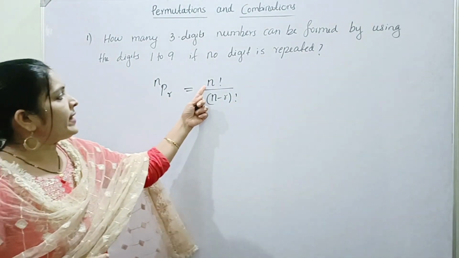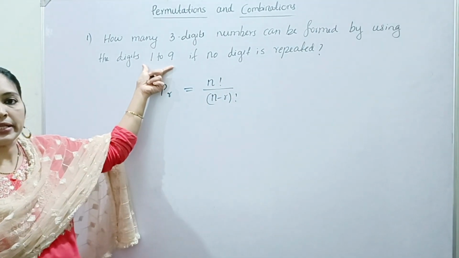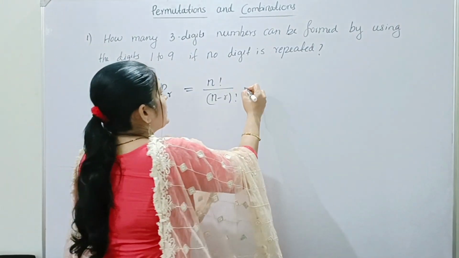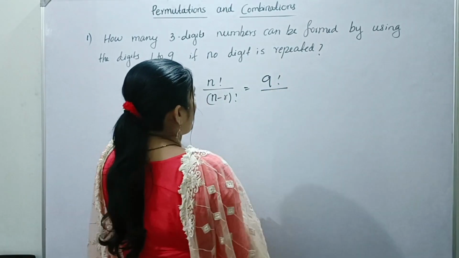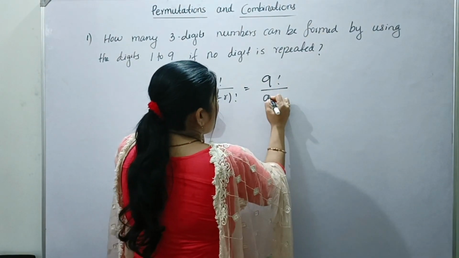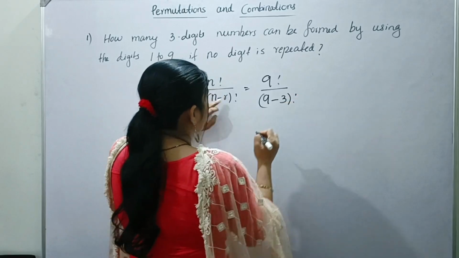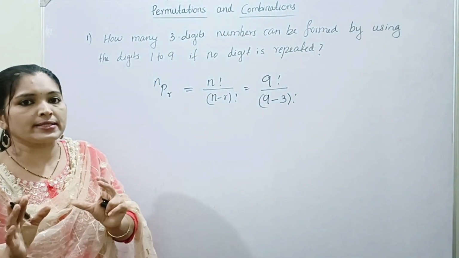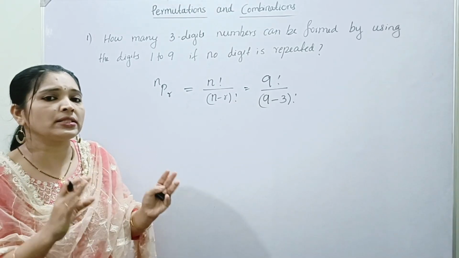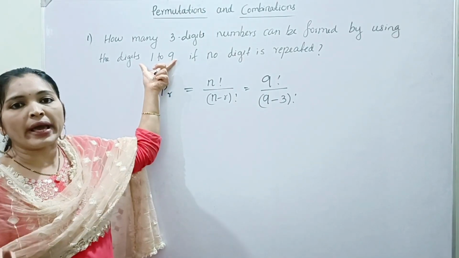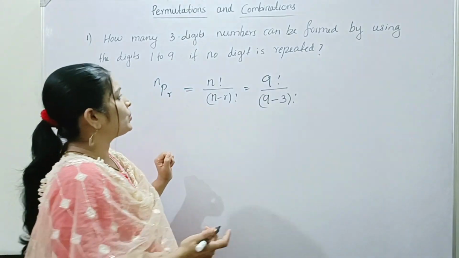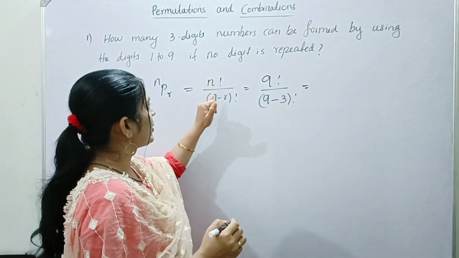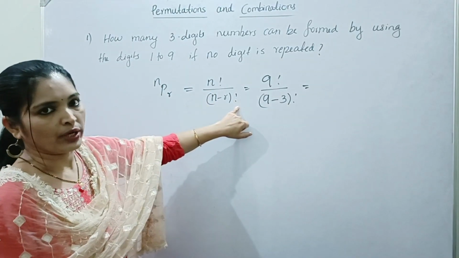So what is n here? How many digits? 9 digits, 1 to 9. So it is 9 factorial divided by 9 minus 3 factorial. r is 3, since we have to write 3 digits. So in how many ways can we write 3 digits from the digits 1 to 9? Here we applied the permutation formula nPr, n factorial divided by n minus r factorial.